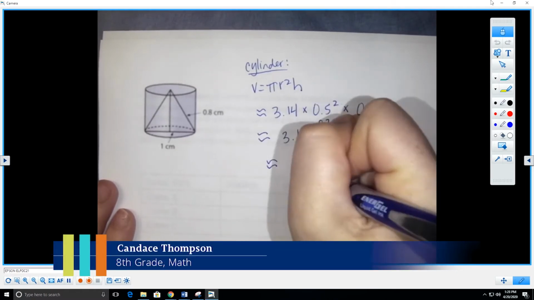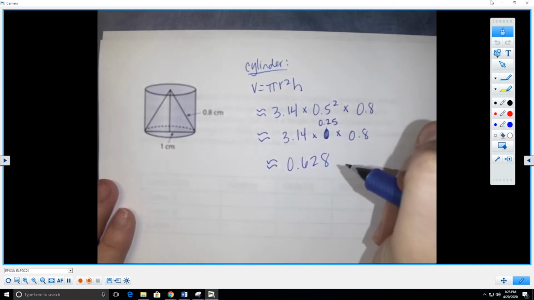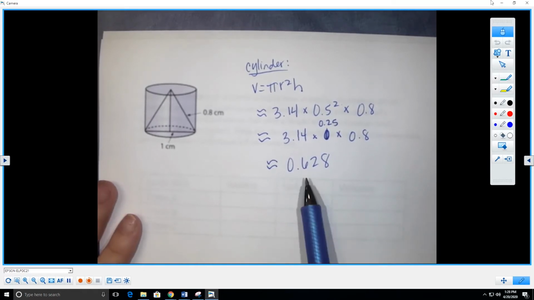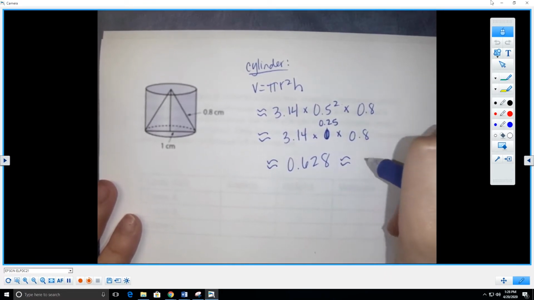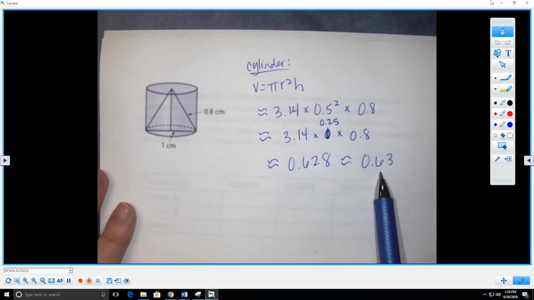And our answer is 0.628. And let's see if it told us what to round. So, okay, this means that the cylinder, let's round that to the nearest hundredth. So we have 0.63. Okay, so this means that the cylinder had a volume of approximately 0.63 centimeters cubed. Let me write my units of measure here.